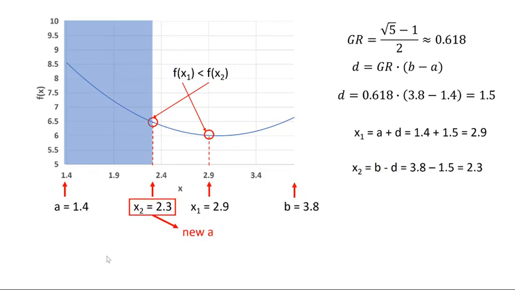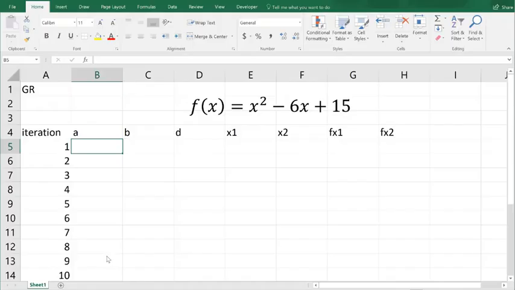And so this process continues and we keep going and going, and we zoom in. The overall interval starts getting smaller and smaller, and then at the end of 10 to 20 iterations we can just take basically the average of x1 and x2, and that's a good estimate of the minimum. So let me show you how to solve this in Excel.